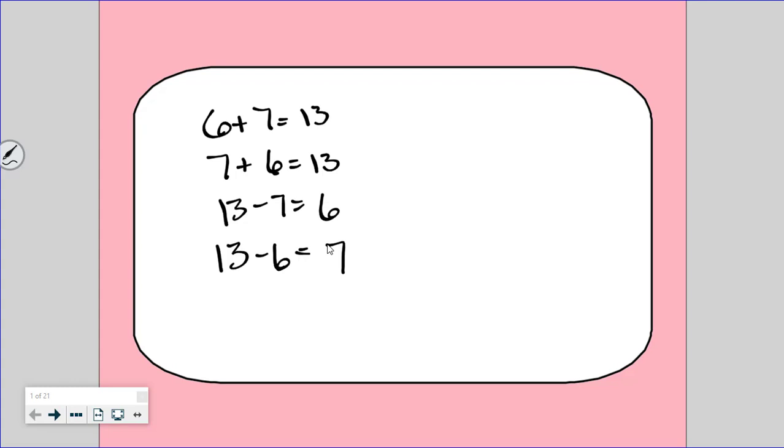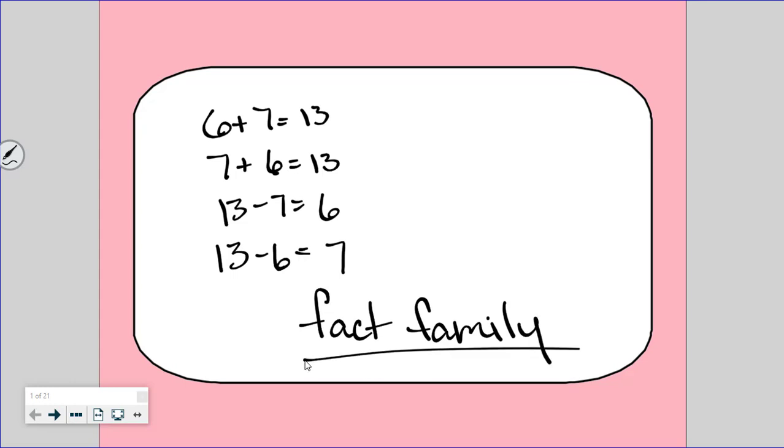Well, they're all part of the same fact family. Or we also could say that they're related, right? When you're in the same family, you're related. These are all part of the same fact family, right? We're using the same 3 numbers over and over. We're using 13, we're using 6, and we're using 7, right? 6 plus 7 equals 13, 7 plus 6 equals 13, 13 minus 7 equals 6, and 13 minus 6 equals 7. We're using the same 3 numbers over and over again.